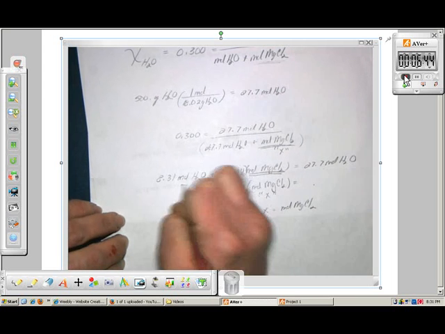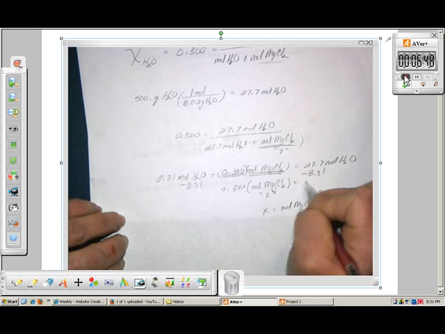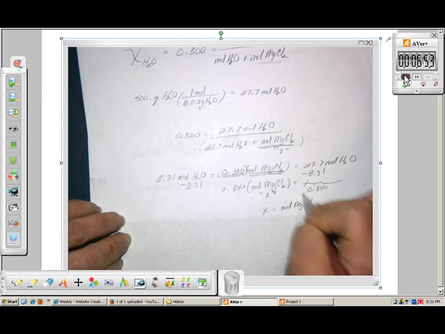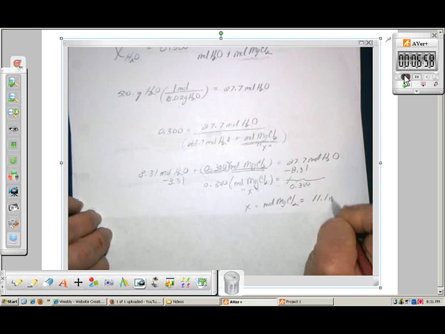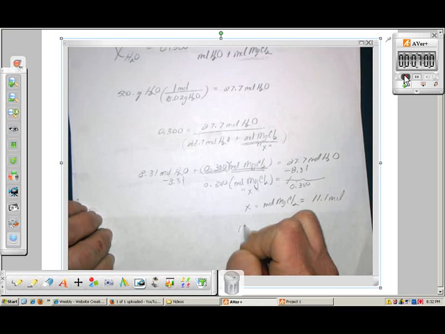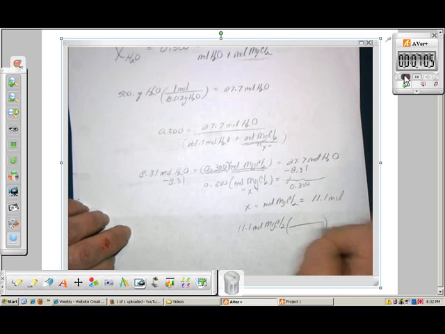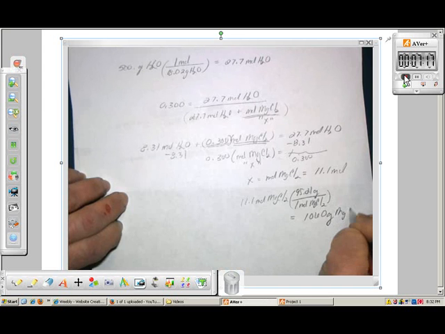And what we're going to get is about 18 something here. And then dividing that by the 0.300, we end up getting 11.1. And then converting 11.1 moles of magnesium chloride to grams, and we get, with 3 sig figs, 1,060 grams of magnesium chloride.